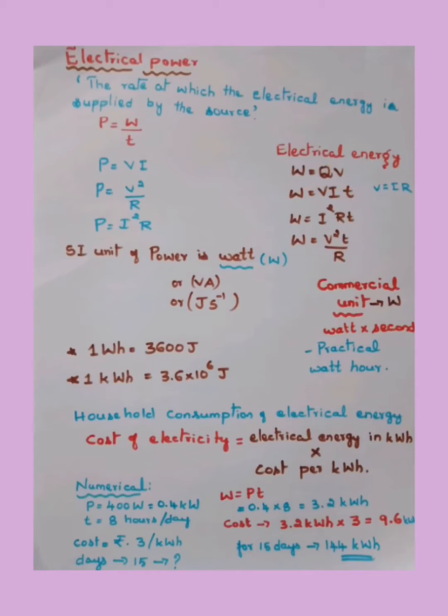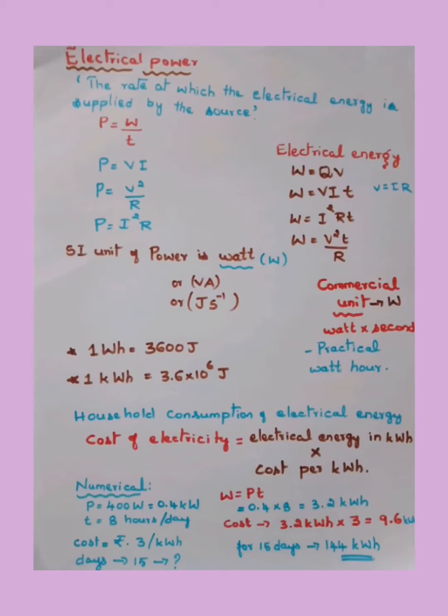In place of Q, it can also be written as I into T, in the particular time when the current flows. So substituting that, we get the formula W is equal to V I T. This is also another formula, and we know that V is equal to I R. Substitute the value of V here and we get the next formula: instead of V, we write I into R, so you get I square R T.